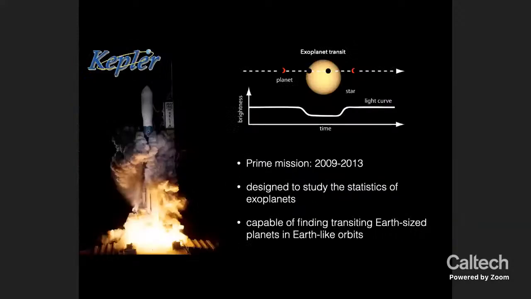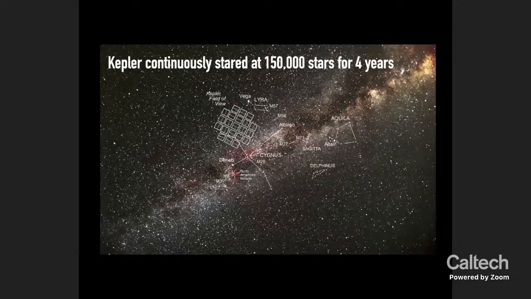I think most of you are familiar with the ongoing NASA TESS mission, but before TESS, there was a beautiful mission called Kepler. The prime mission was 4 years, and this was designed to study the statistics of exoplanets. And it was capable of finding Earth-sized planets around sun-like stars. And it did this by detecting the transits of planets across their stars. Kepler's secret to success was that it continuously stared at 150,000 stars for 4 years in a region of the sky just above the band of the Milky Way.